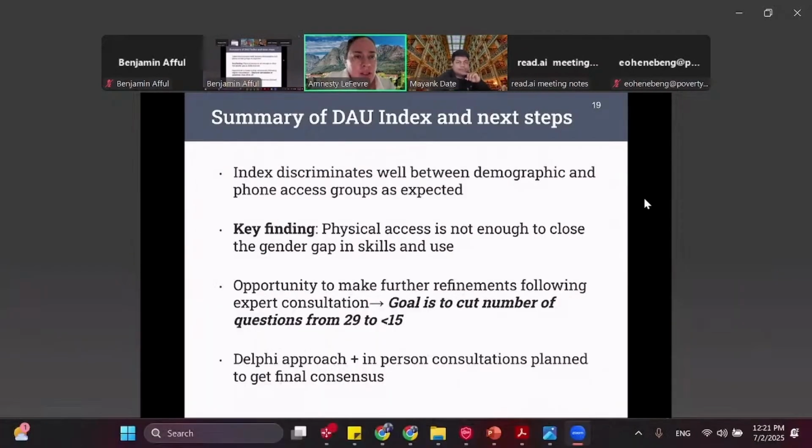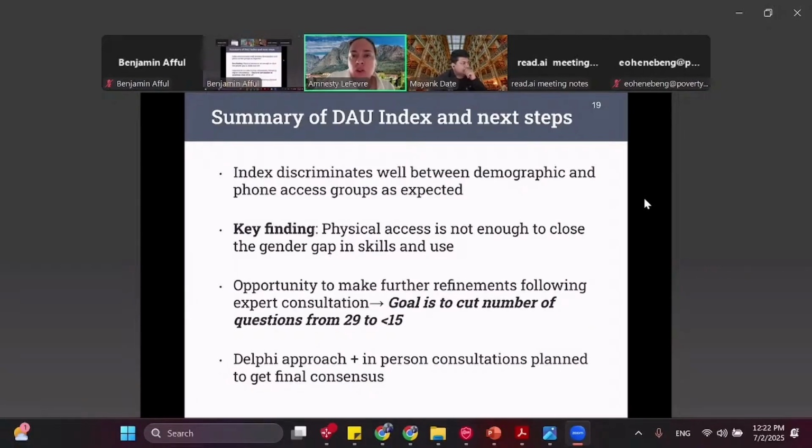So just to summarize this, I know we're at time. What we've seen from this first effort at creating a broader digital access and use index is that its current composition discriminates well and as expected across demographic and access groups. A key finding from this data is that giving access to smartphones, as Kim and others have suggested before, alone is not sufficient to close the gender gap, particularly in skills and agency.